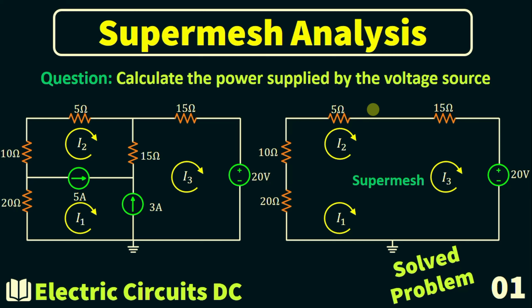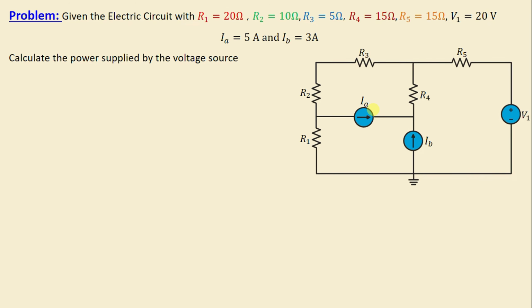Solve the problem number 1. Let's consider this network consisting of 5 resistors labeled R1 through R5, as well as 1 voltage source V1 and 2 current sources IA and IB. The question now is to calculate the power supplied by the voltage source.